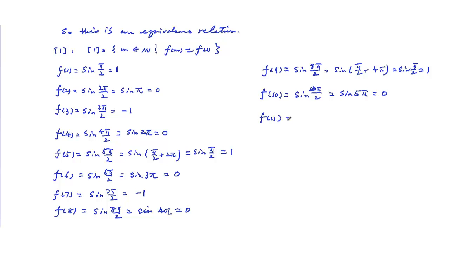And you can continue this one. And now you probably have seen the pattern. So sine 11 pi over 2 is -1, and f of 12, sine 12 pi over 2, 12 divided by 2 equals 6, sine 6 pi is 0. So now you have seen the pattern: 1, 0, -1, 0, then 1, 0, -1, 0, 1, 0, -1, 0.